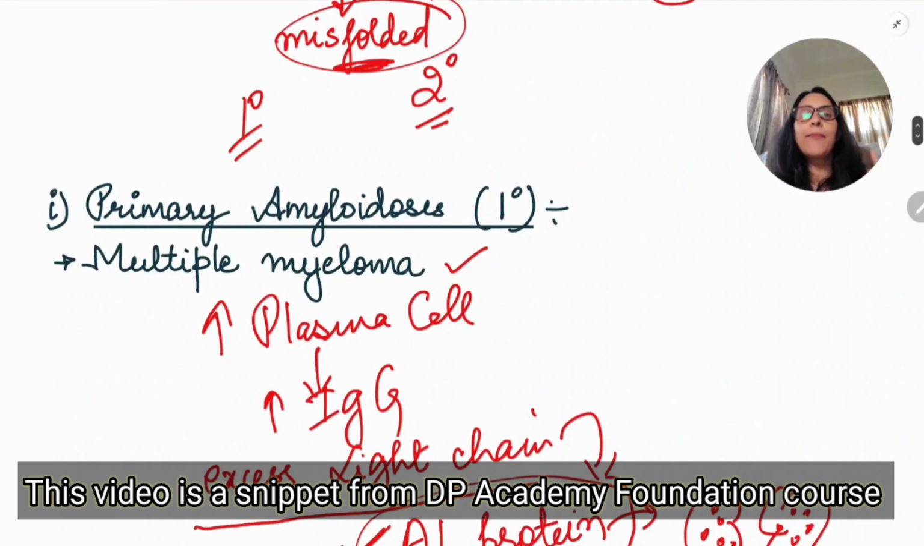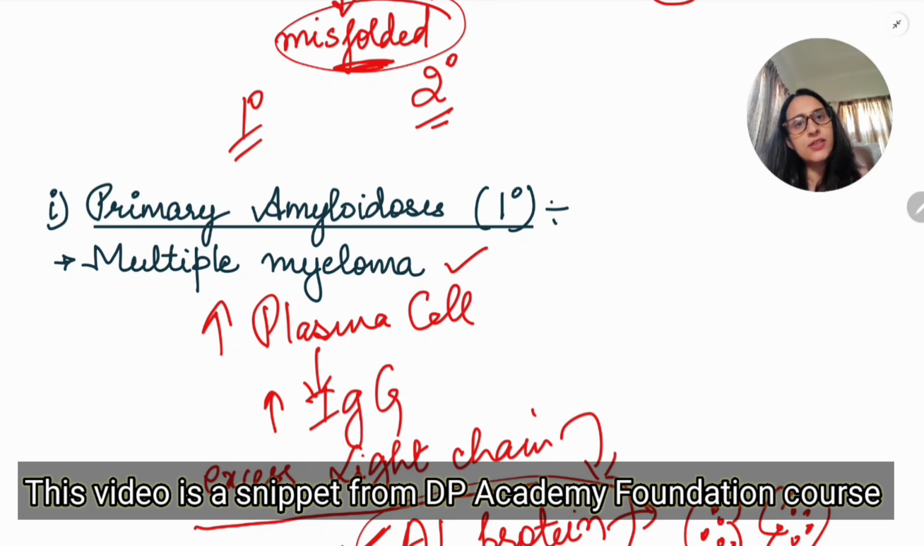So the only example of primary amyloidosis we have is multiple myeloma. Multiple myeloma is cancer of plasma cells. Plasma cells synthesize antibodies. So if there is an increase in plasma cells, this increase is not normal, it is abnormal. It is cancerous. These cancerous plasma cells are going to form antibodies, and these antibodies have an excess of light chain, and they are amyloid light chain protein.